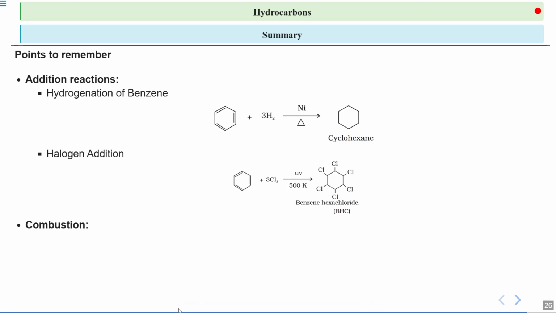Lastly, we talked about combustion. The general equation for combustion was CxHy plus x plus y by 4 moles of oxygen, giving us x CO2 and y by 2 H2O.